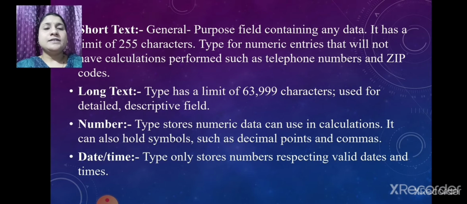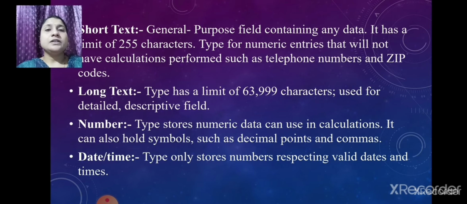Okay, then the next is long text. The next data type is long text. This type has a limit of 63,999 characters you can write in it. It is used for detailed descriptive fields.